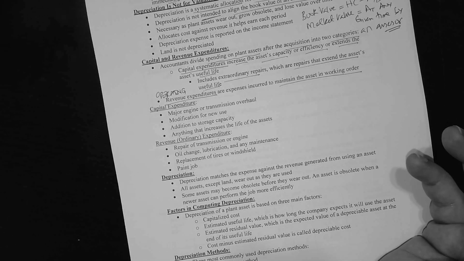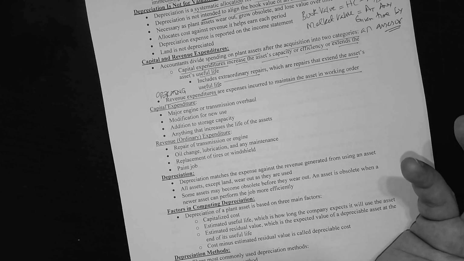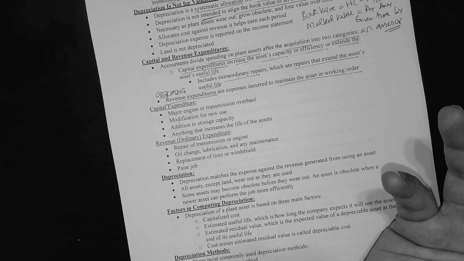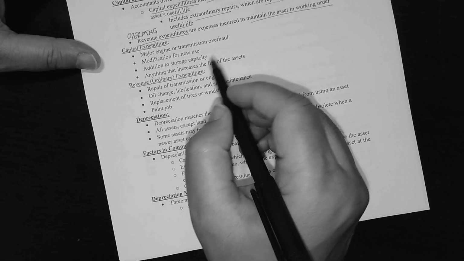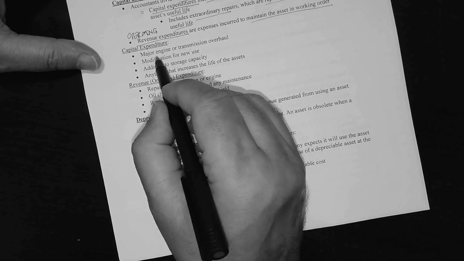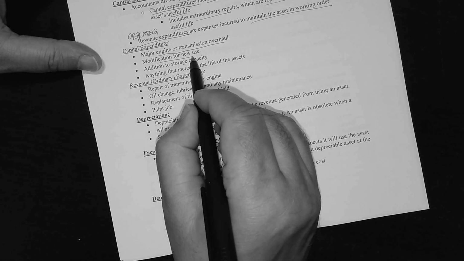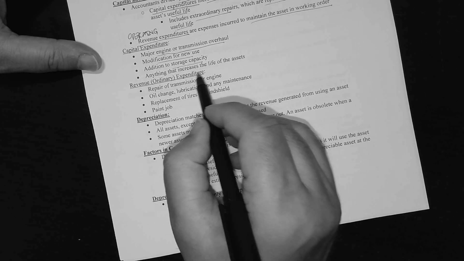Like I gave you an example of an oil change, windshield change, a light bulb that needs to be changed, tires that need to be changed, brake service. These are all operating expenses or day-to-day expenses. Okay, examples of capital expenditures are a major engine or transmission overhaul, modification for new use, addition to storage capacity, anything that increases the life of the asset.